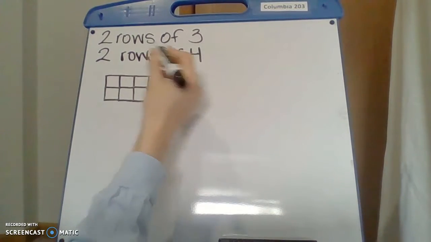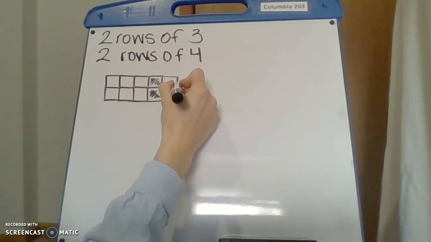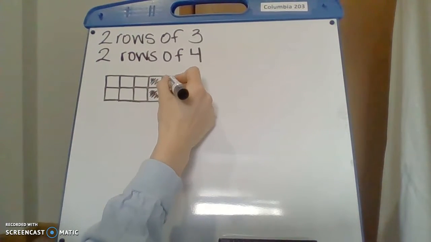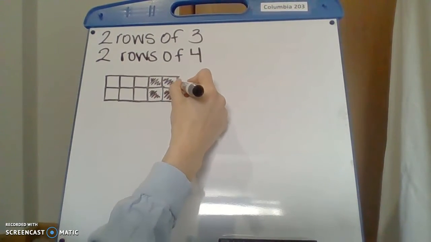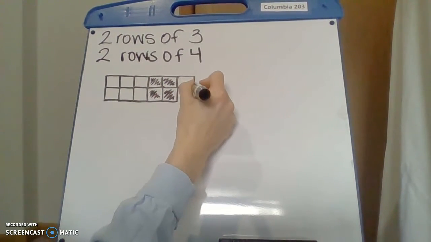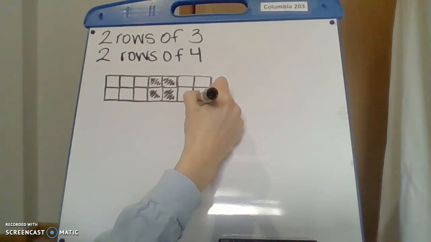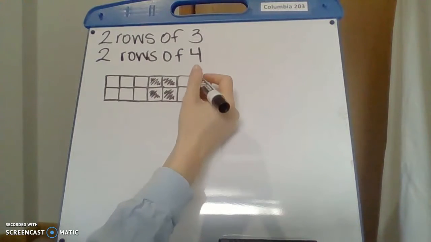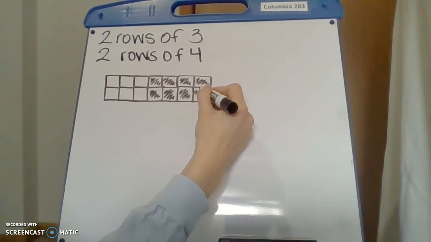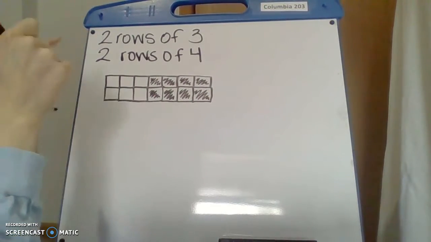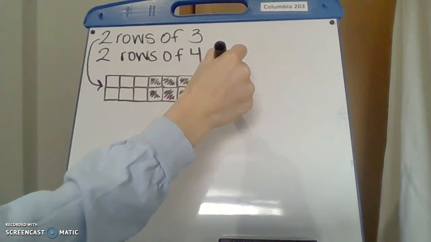That's my 2 rows, but I need 4. So this is 1, 2, just trying to make it neat. This is another 2, 3, 4. I'm going to go back in and shade it after. I like to shade the first one just to tell me that they're separate and that I did it correctly. Okay, so now we have our 2 rows of 3 here and our 2 rows of 4 here.